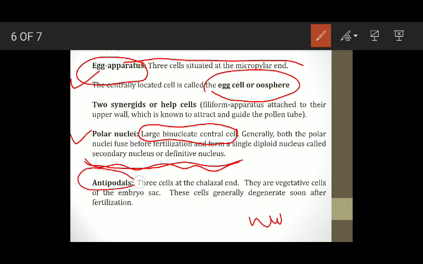Now the antipodals. The 3 cells at the chalazal end are known as antipodal cells. They are the vegetative cells of the embryo sac, and they don't have any role in fertilization. These cells generally degenerate soon after fertilization. When the female gamete fuses with the sperm or the male gamete, right after this event, the antipodal cells degenerate.